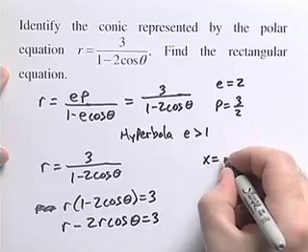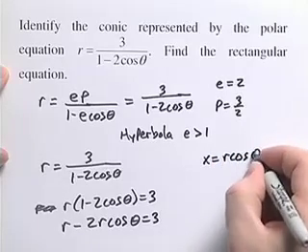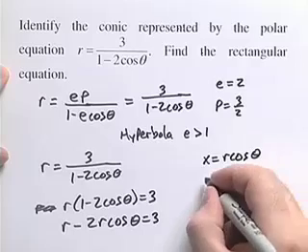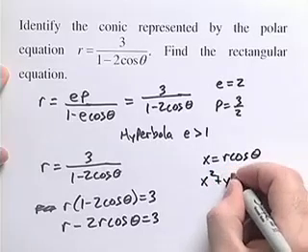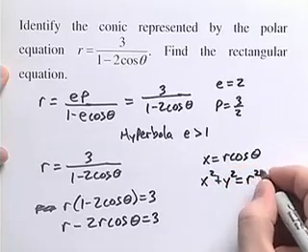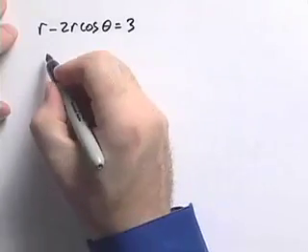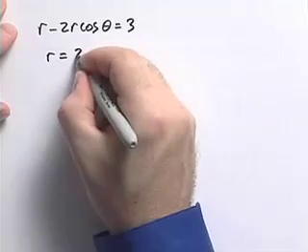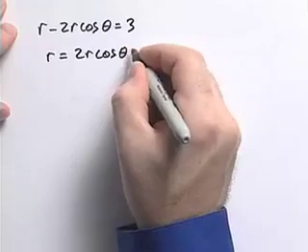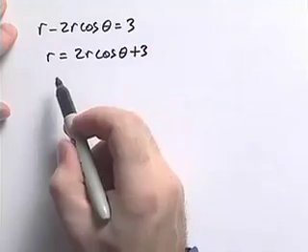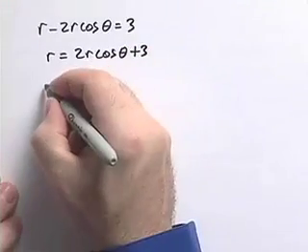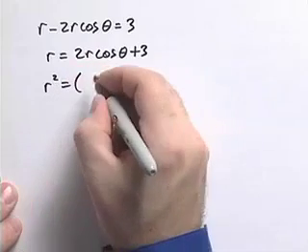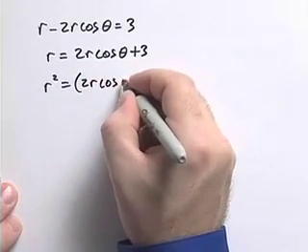Since we know that x is equal to r cosine theta, and we have x squared plus y squared is equal to r squared, to continue on to get our rectangular equation, we want to isolate the r term. We're going to add 2r cosine theta to both sides, so we get r is equal to 2r cosine theta plus 3. Next, we'd like to square both sides, so we'll have r squared is equal to 2r cosine theta plus 3 quantity squared.